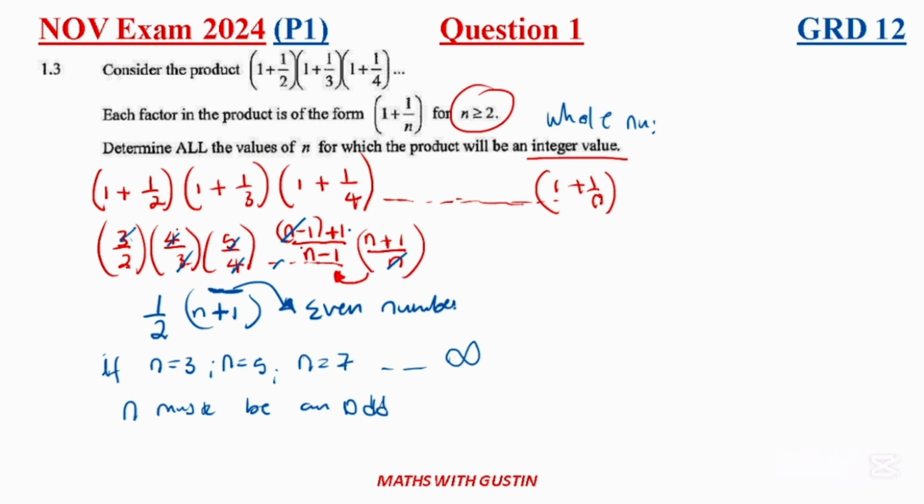So that's how you would deal with a question like this one here, guys. You can just say n must be an odd number up until infinity, therefore to ensure that the product can be divided by 2, and therefore it will make this an integer.